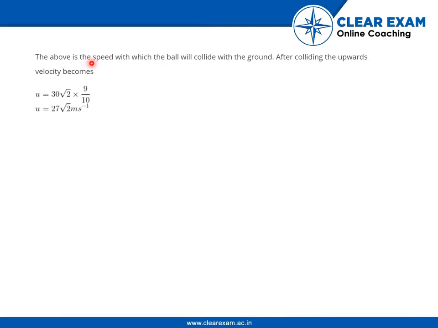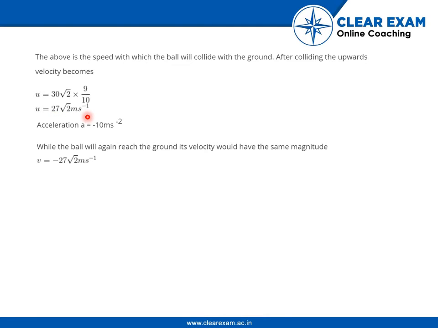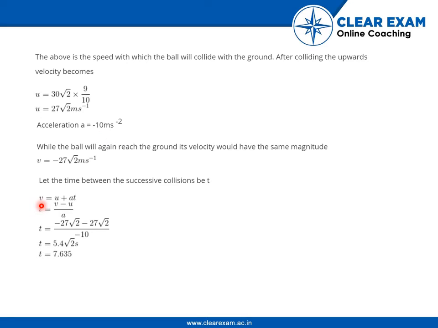Now the above is the speed with which the ball will collide with the ground, and we know that it will be losing its speed, as I have already explained. So after colliding, the upward velocity becomes 9/10 of its initial speed, which is 30 root 2, and which will eventually be 27 root 2 meters per second. And the acceleration, now it is becoming negative 10 meters per second square, as the direction of the motion is upwards. Okay, so the v is this, acceleration a is this, so we can again find out the value of t by putting all these values.